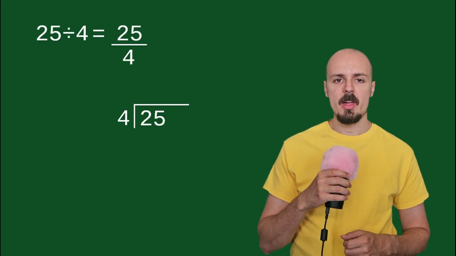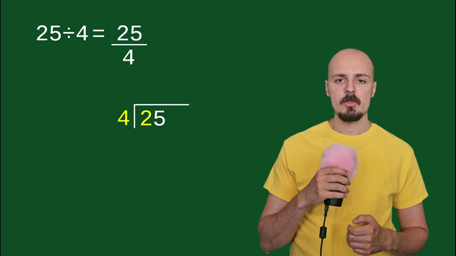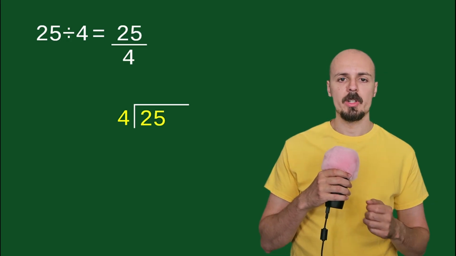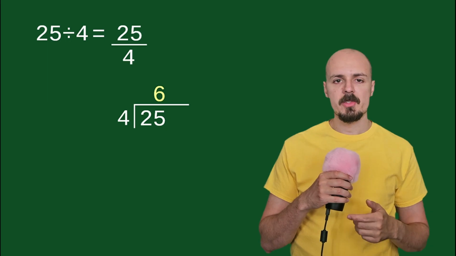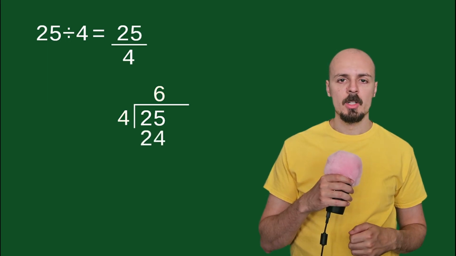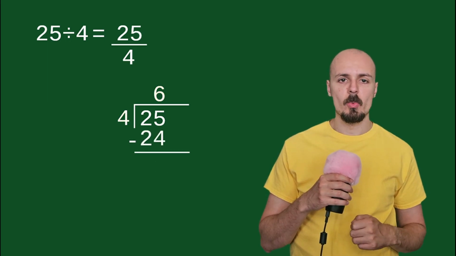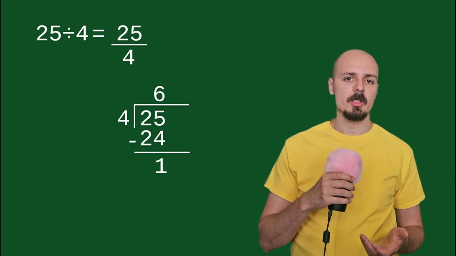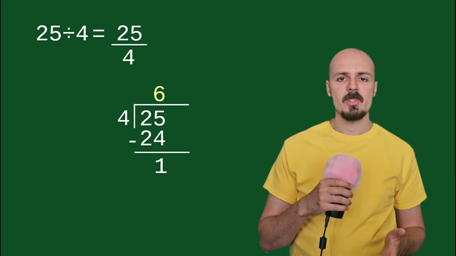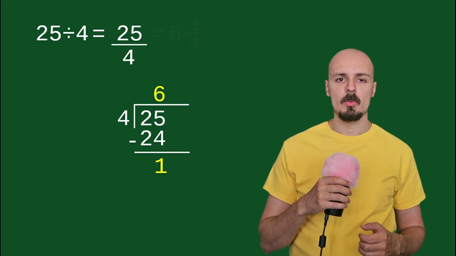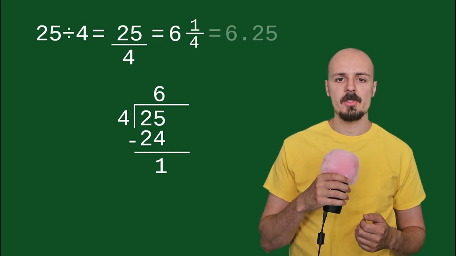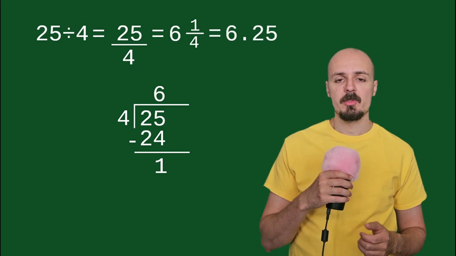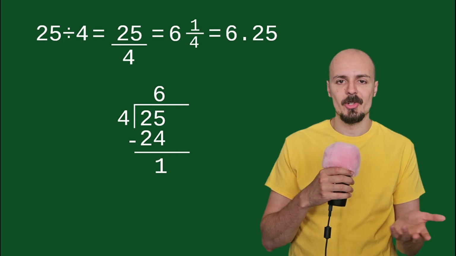25 divided by 4. After you set it up, you'll see that 4 doesn't go into 2, so we'll have it go into 25 instead. It goes in 6 times, and when you multiply 6 by 4, you get 24. Now 25 minus 24 is 1, so we have a remainder of 1. And now you can say your answer is 6 and 1/4. We could also write it as 6.25, if you know that 0.25 is the same as a quarter.